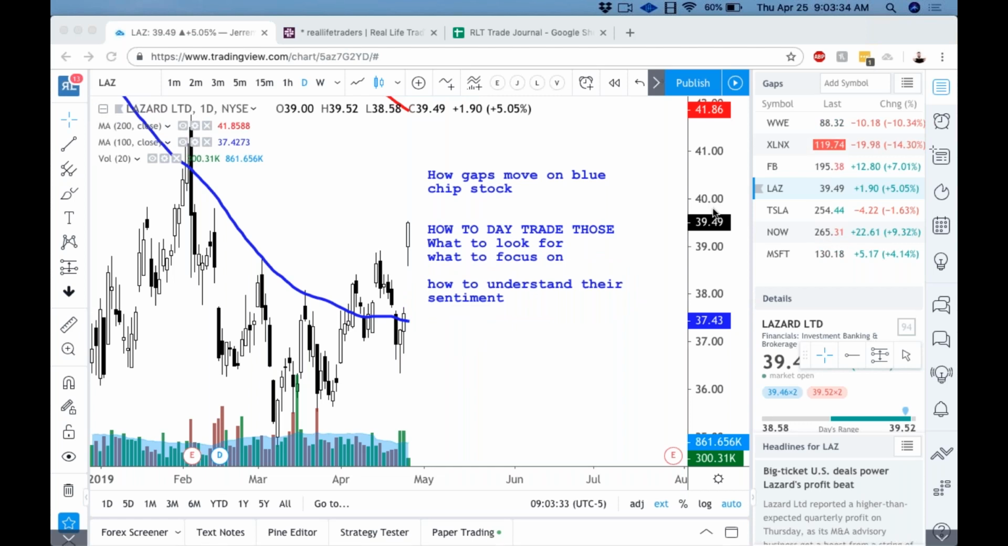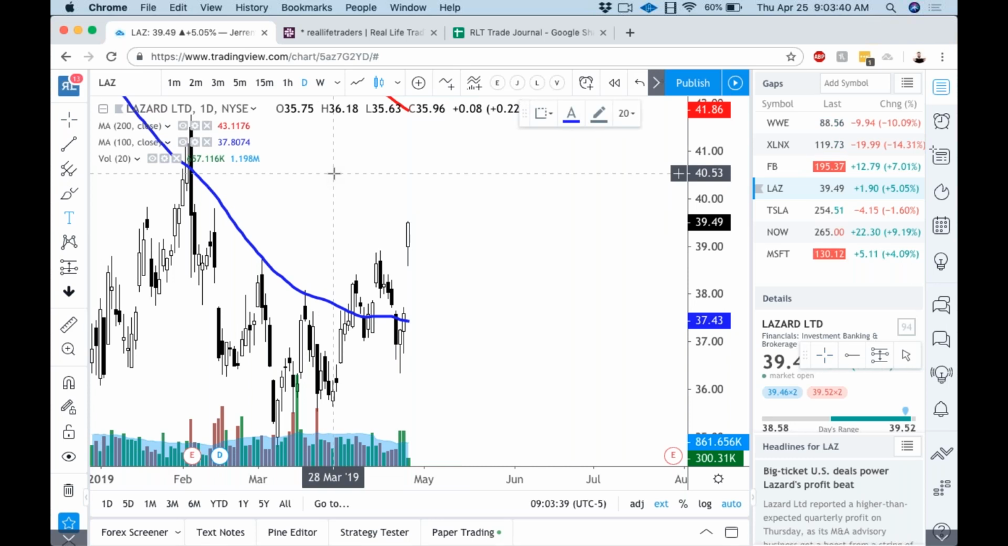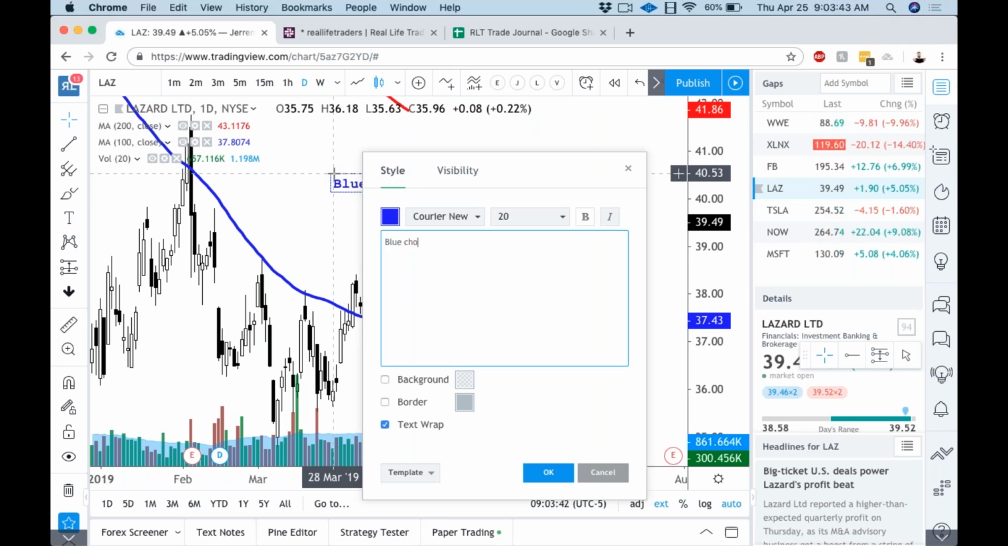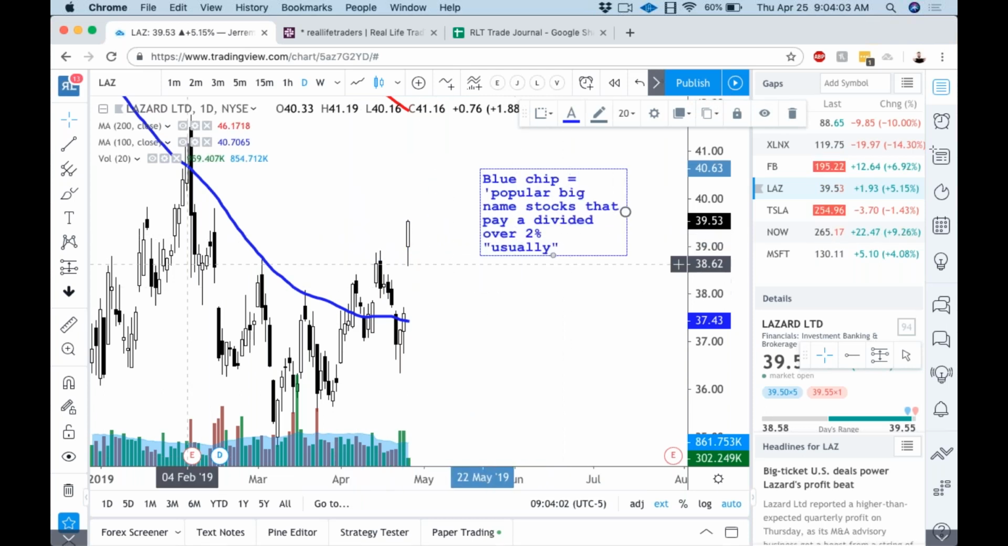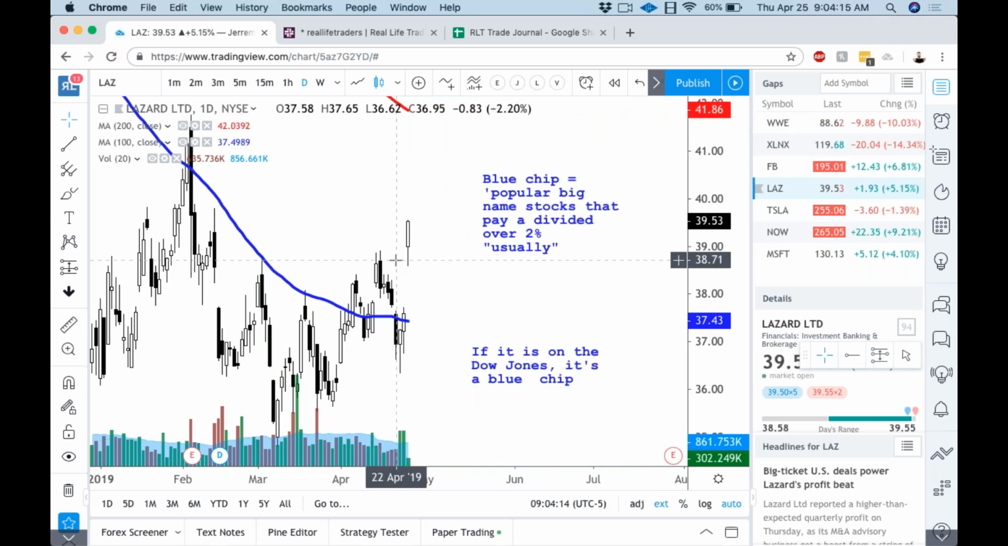What we're going to talk about is, like I said, blue chips. Let's first define blue chips really quickly. So most of you probably know what blue chips mean. Realistically, blue chips are very often popular big name stocks that pay a dividend over 2%. That's usually what a blue chip definition is. Very often, a lot of people say if it is on the Dow Jones, it's a blue chip. That's very frequently what a lot of people say, and that's not an incorrect definition.